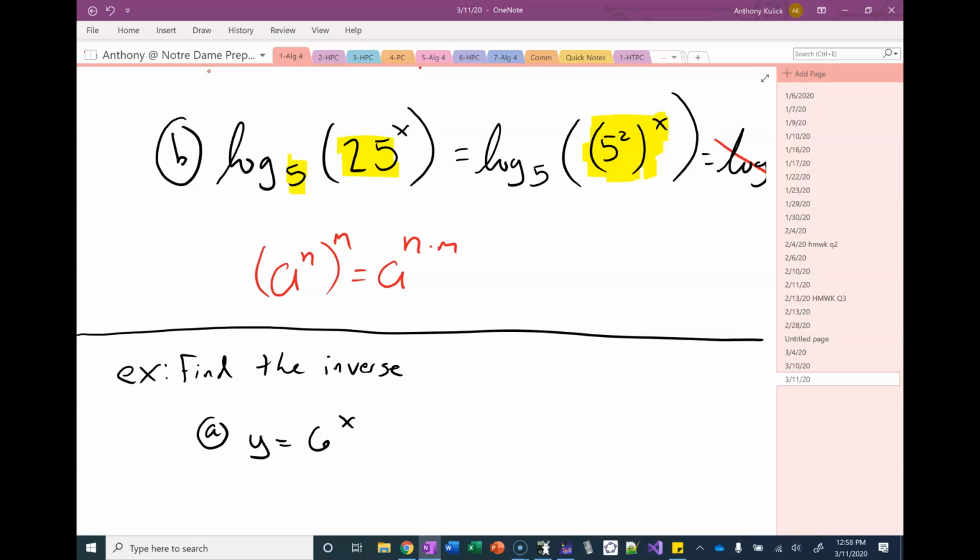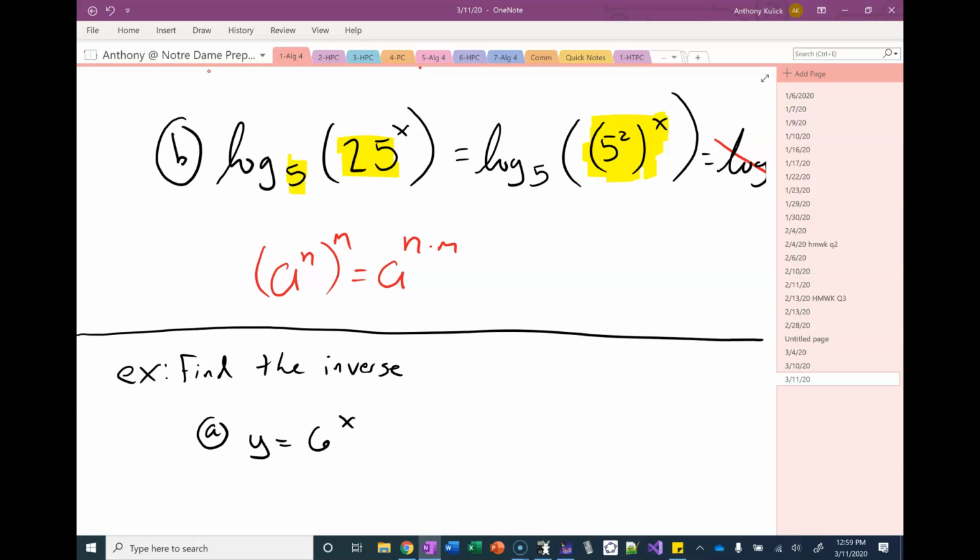So there's 2 steps to doing this. The first step is we want to get the x by itself. So how in this case are we going to get the x by itself? What do we have to get rid of? That's 6, right? Okay. So what can we do to both sides of this equation that's going to cancel out that 6? Log base 6. Very good.